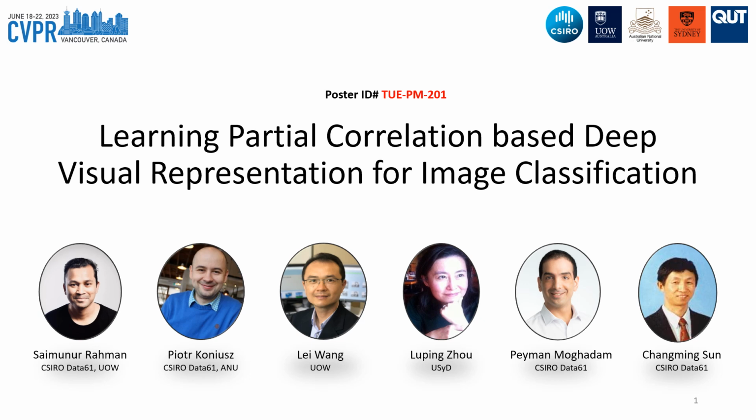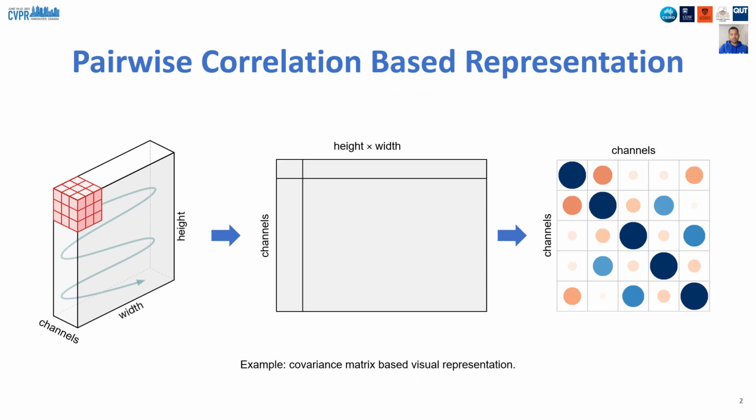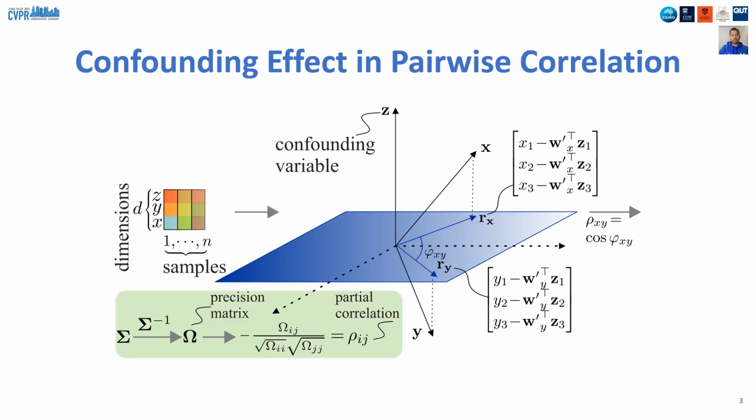We present partial correlation-based deep visual representation for image classification. Pairwise correlation-based representation, such as covariance matrix-based representation, has shown impressive performance in recent years. Briefly, given CNN feature channels, the covariance computes pairwise correlation between different feature components. One of the key issues observed in pairwise correlation is confounding effect, which causes misleading correlation estimation.